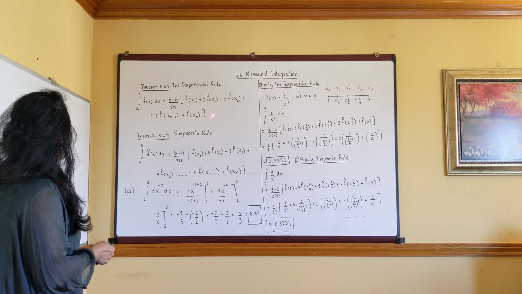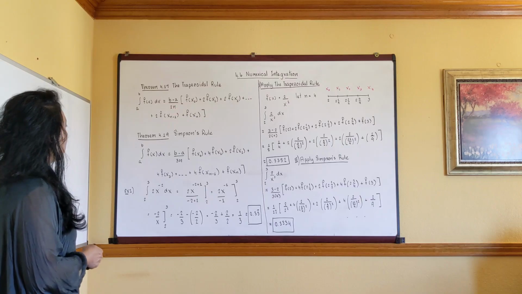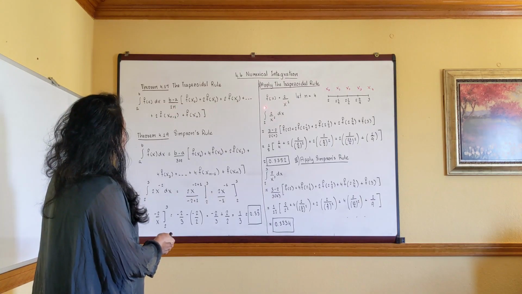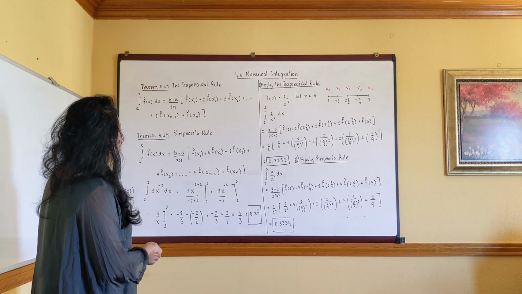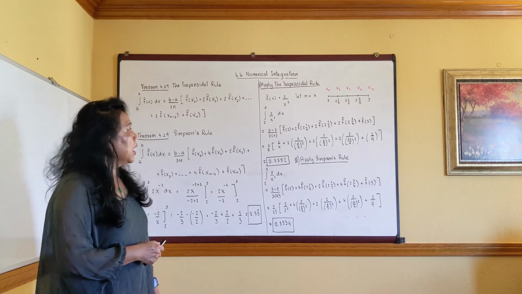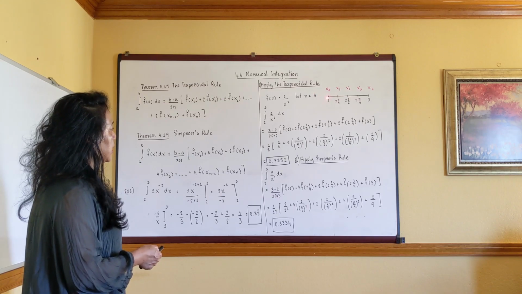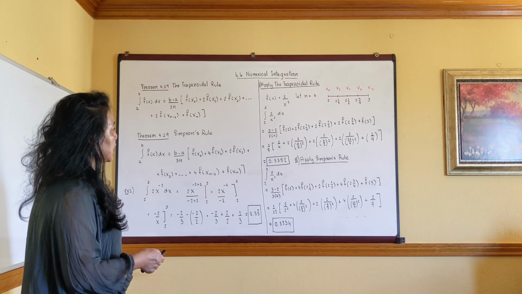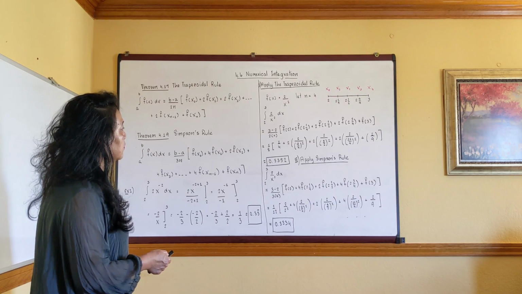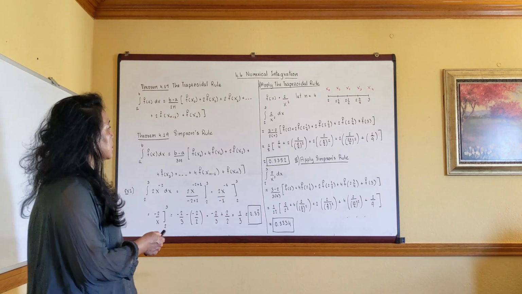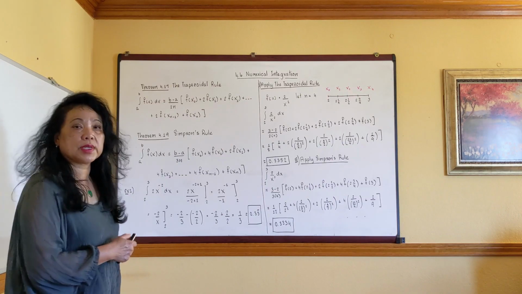All right, let's look at the first theorem, the trapezoidal rule. Look at the formula. It's going to be approximately b minus a over 2n. So my b is 3, my a is 2, and I let n equal 4. You can let it be any number, but I just make it 4. So we divide a number line from 2 to 3 into 4 sections. So the first one starts from 2, 2 and a quarter, 2 and a half, 2 and 3/4, and then 3. So you have your x0, x1, x2, x3, and x4.